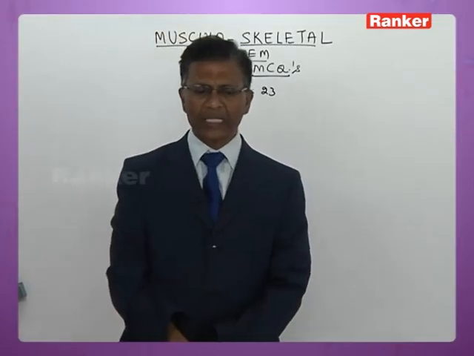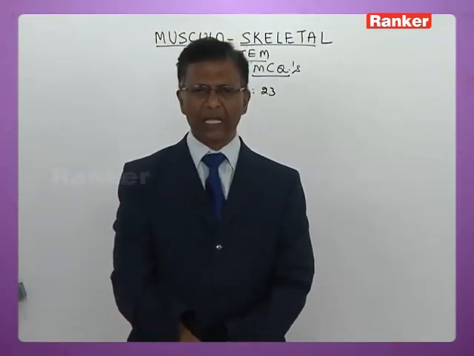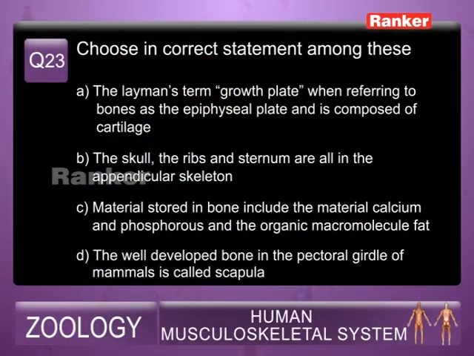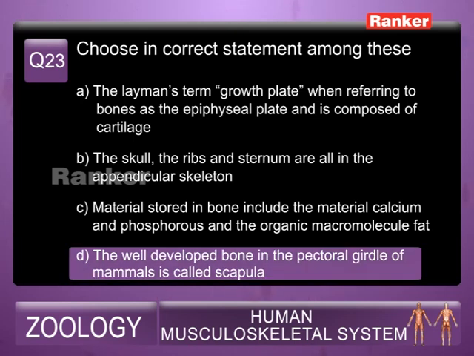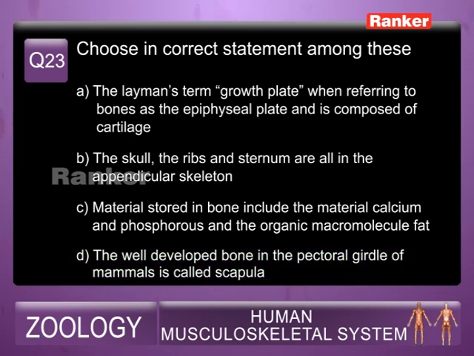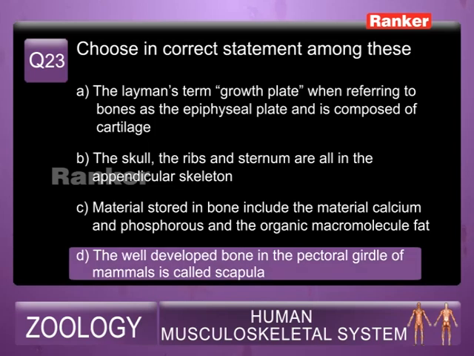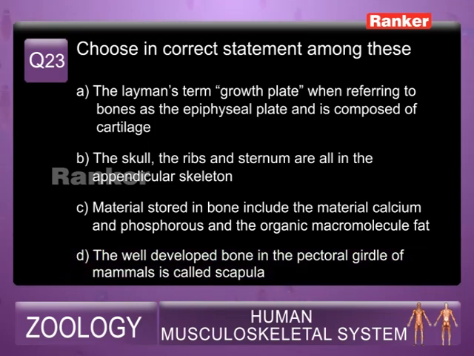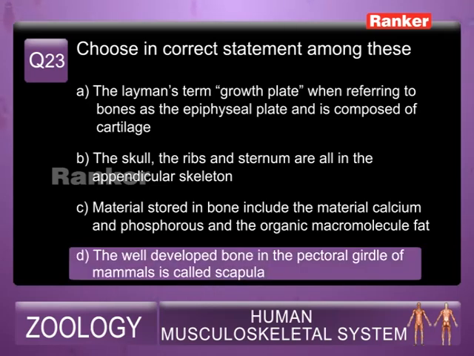As per the question, the correct statement is D. The well-developed bone in the pectoral girdle of mammals is scapula. All the other statements are wrong, whereas D is correct. So the answer for this question is D.